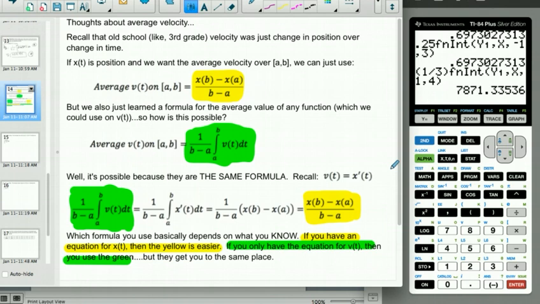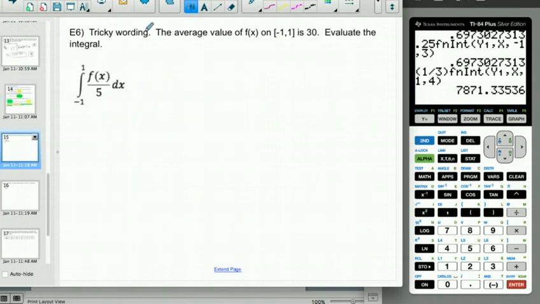Which one of them you would use depends on the information you're given in a particular problem. If you have an equation for x of t, then you'd use the yellow because you already know what x of t is. It's x of 5 minus x of 3 over 5 minus 3. If you don't have an equation for x of t, then you're probably going to use the integral of v of t, which would be the green one. They get you to the same place. So let's do a couple quick examples.